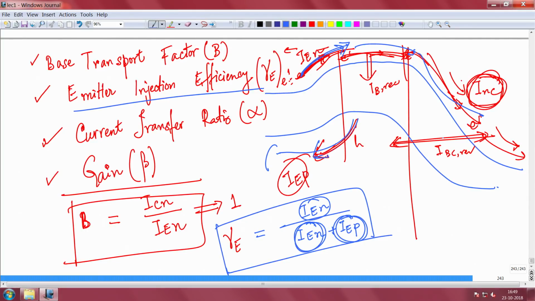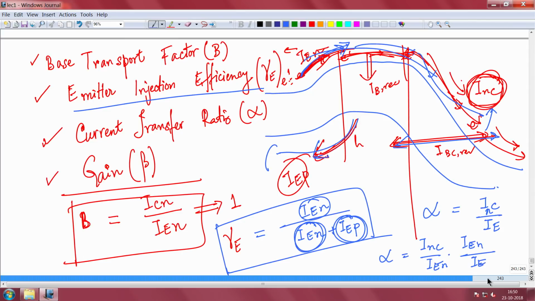Then the third factor is the current transfer ratio alpha, which is defined as the collector current to the emitter current. What I can do is define this as follows: your collector current is mostly because of the electrons that have come here. The base collector component that contributes to collector current is negligible, I keep telling you. So, I can write this as the collector current because of the emitter, divided by IEN, into IEN by IE. I can write the same thing.